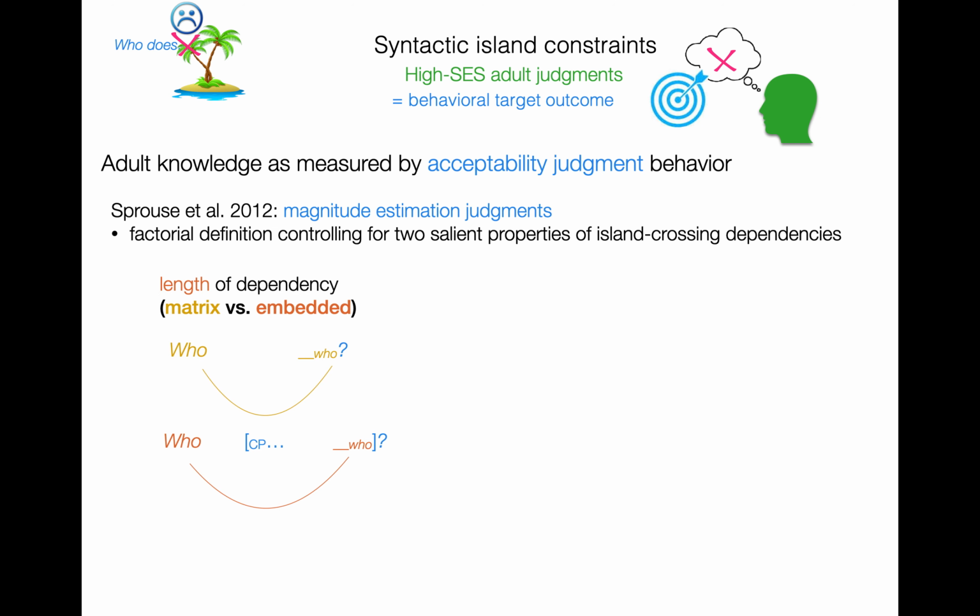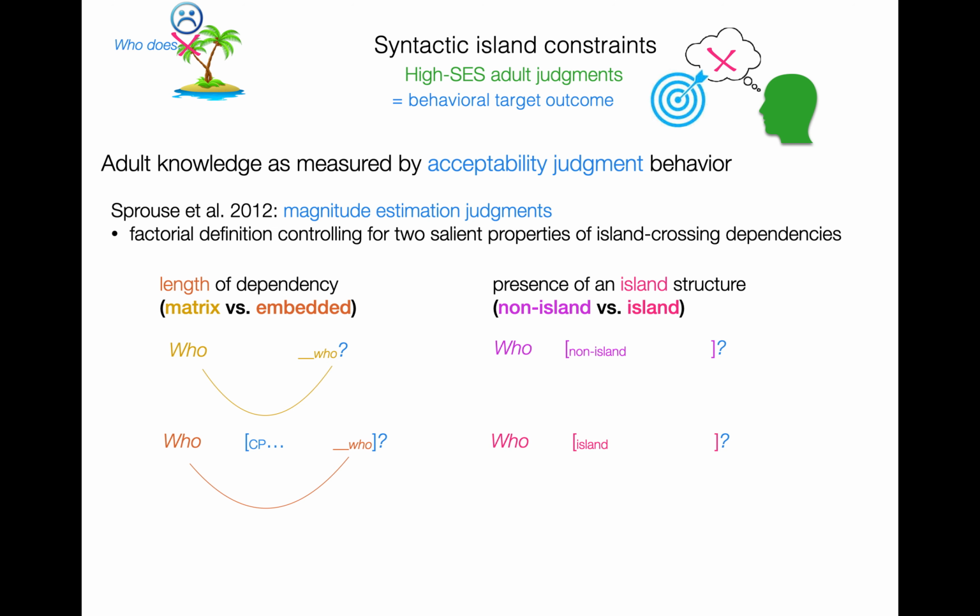So the first is the length of the dependency. Is it a matrix dependency, right, where it's just spanning the matrix clause, or is it an embedded dependency where it actually spans an embedded clause, in particular a complementizer phrase, so a finite embedded clause, right? So length, matrix versus embedded, that's our first property.